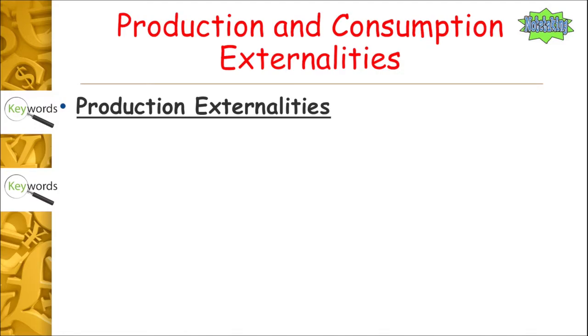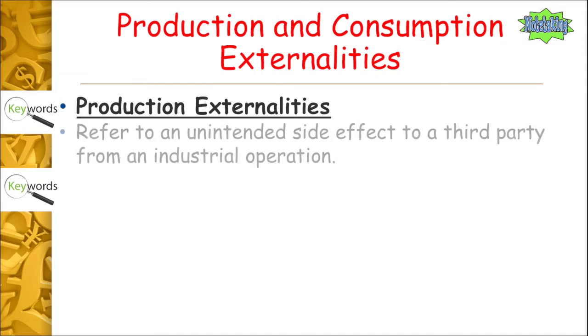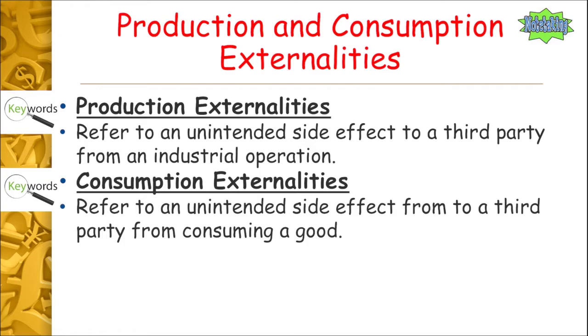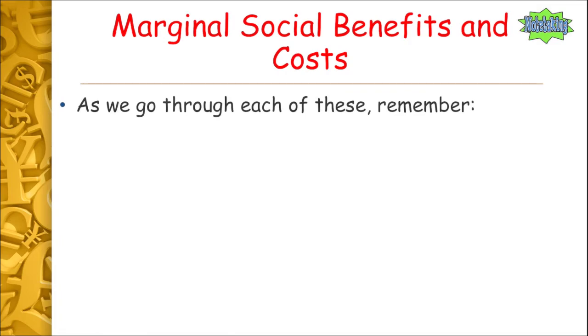We've learned in the last video what externalities are, and if you're not sure, have a look back at that video now. So, what do we mean by production externalities, do you think? Well, production externalities refer to unintended side effects to a third party from an industrial operation. When we say industrial operation, we talk about the production of a good, okay? Hence why it's production externalities. Consumption externalities refer to externalities involved in consuming a good. So it refers to the unintended side effect to a third party when a good is being consumed.